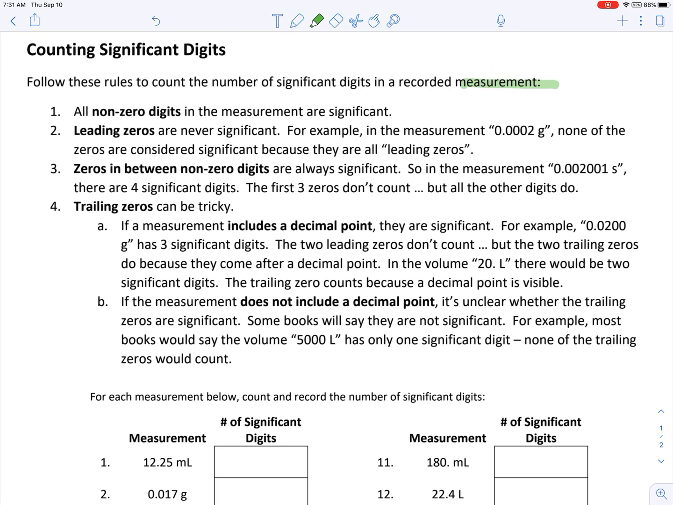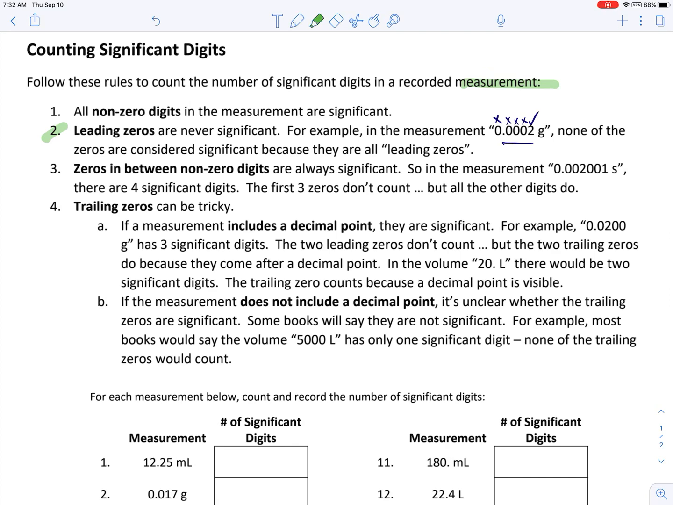When you have rule number 2 here, when you have leading zeros, so zeros at the beginning of an answer or a measurement, they're never considered to be significant. They're simply placeholders. There's no non-zero digit to go there, so we have to put a 0 in its place. So for example, in this number 0.002 grams, that measurement, all of these zeros at the beginning are considered leading zeros. They're starting the number, so they're not considered to be significant. So I put X's above them. The number 2 is a non-zero digit, so that one is significant. So that measurement has just one significant digit.